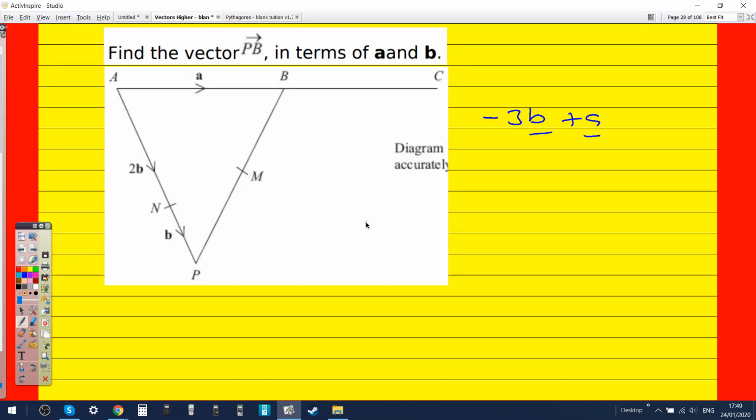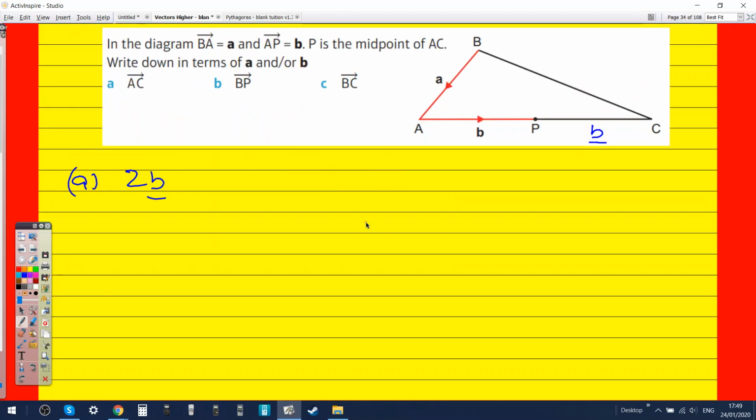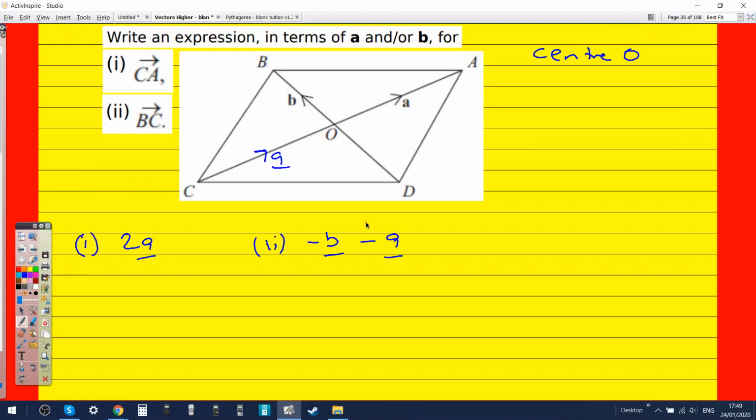Sometimes you have to simplify them. Going against the arrow is negative. Yeah, sometimes you have to multiply them by numbers. If that's the midpoint, then you would double it. And you were good for that.